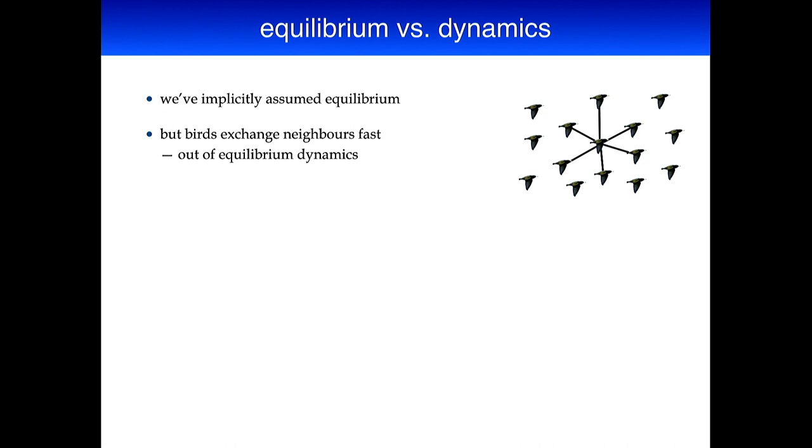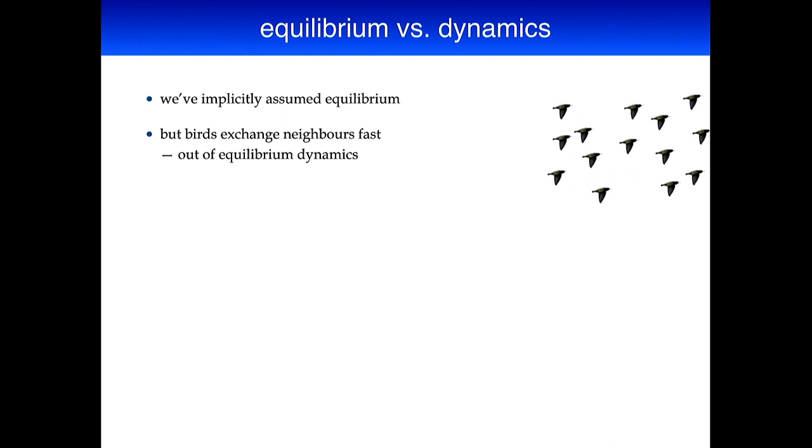So maybe this should question the approach of trying to have an equilibrium-like inference procedure. But even from the biological point of view, the exchange of neighbors also entails that maybe the effective number of interaction partners that each bird has is not the one that we get instantaneously. So let me explain this.